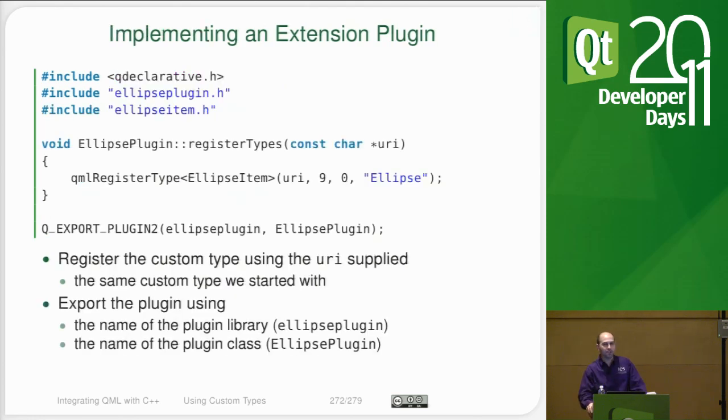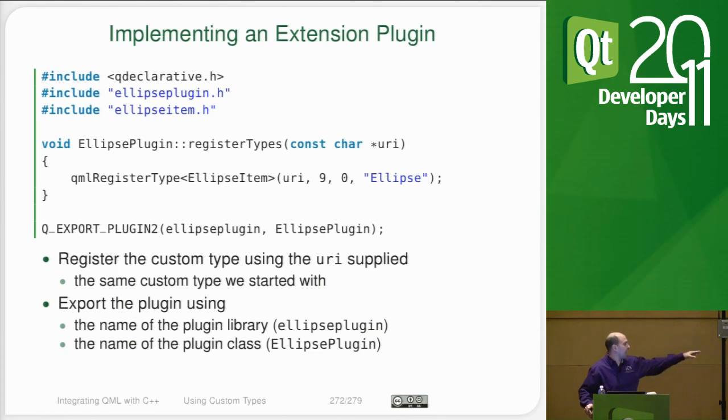And what happens in register types is, well, what you used to have in main. So you'll have a QML register type ellipse item. You're going to be passed your URI. The reason why this is passed in is because the QML dir manifest is going to define that, and where you're located in the file system is going to define what the name of your package is. You specify the version. Here we're up to 9.0. And we have the name of the item, which is going to be ellipse.